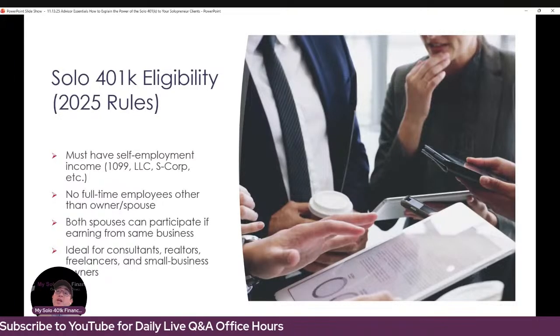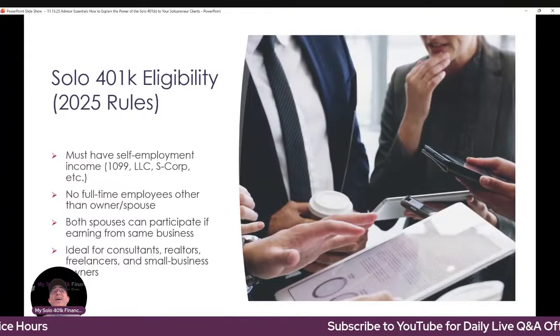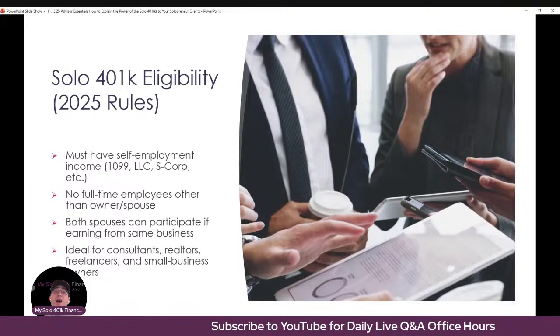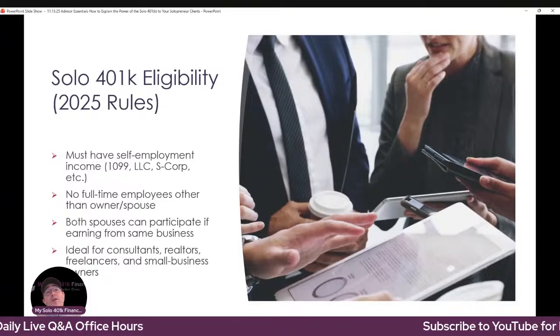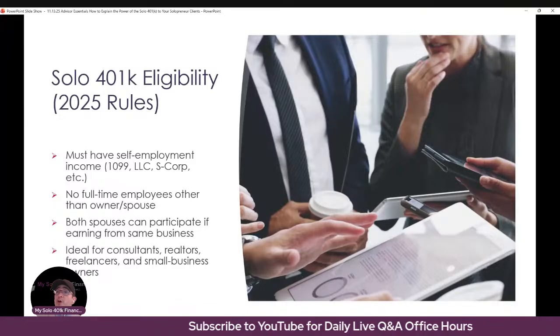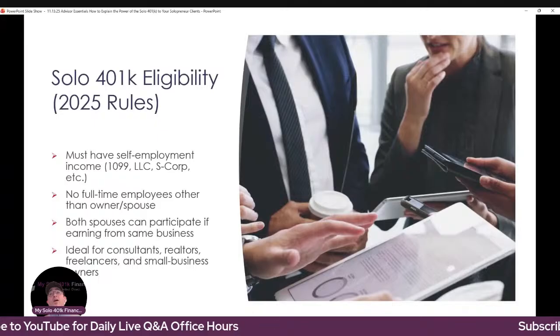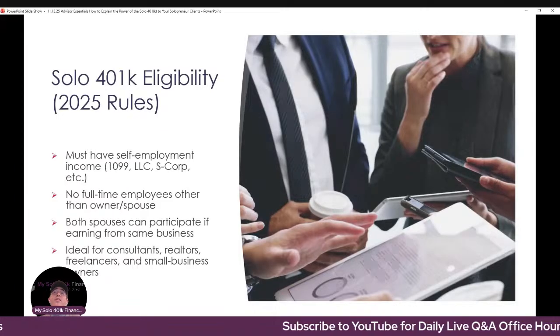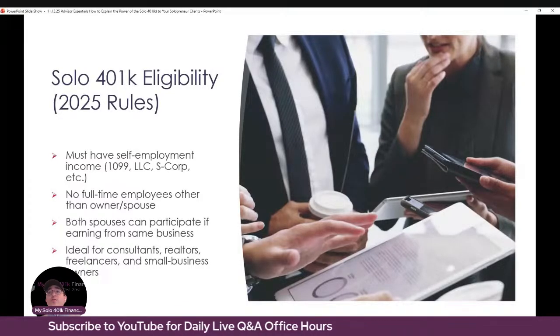Now, the other piece of the eligibility criteria is that owner only piece. So that means that you cannot have any non-owner, non-spouse, full-time W-2 employees. So that does mean your spouse could be working in your business and you would still be eligible to have a solo 401k plan. There could even be other owners of the business that are working in the business as long as they're at least 3% owners, and it would still be considered an owner only plan as long as there's no other non-owner, non-spouse employees really working for any business owned by you or a spouse, if any.